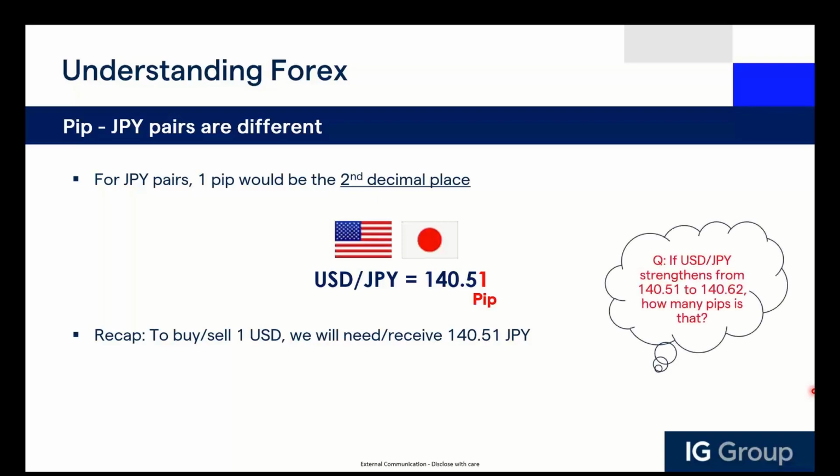Again, to test your understanding, if the dollar yen strengthens from 140.51 to 140.62, how many pips is this increase? I'll just leave about 10 seconds again. Thank you. Again, everybody got it right. The answer is 11 pips. So fairly straightforward again, just that instead of the fourth decimal place, we are looking at the second decimal place for the yen crosses.